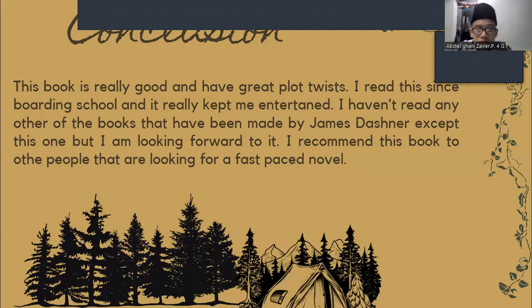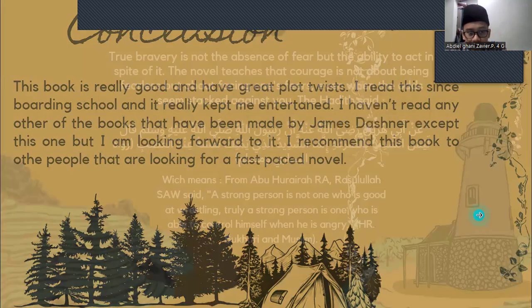Conclusion. This book is really good and has great plot twists. I read this since boarding school and it really kept me entertained. I haven't read any of the other books except this one, but I'm really looking forward to it. I recommend this book to other people who are looking for a fast-paced novel.